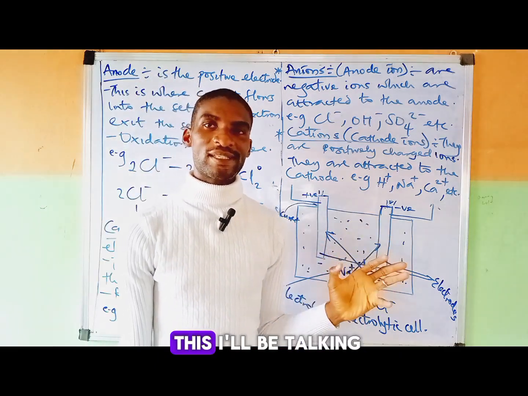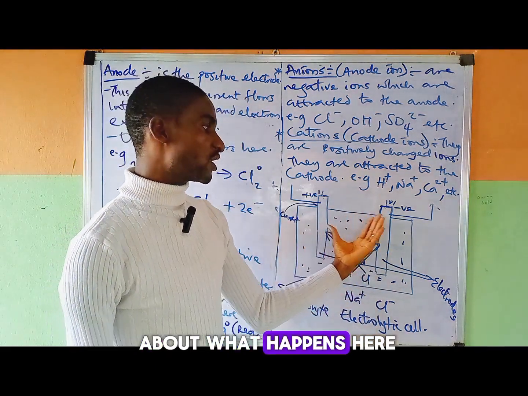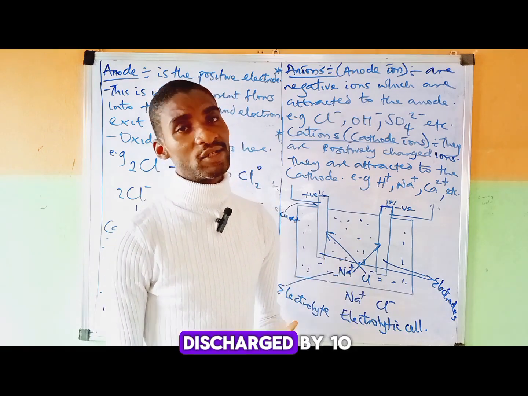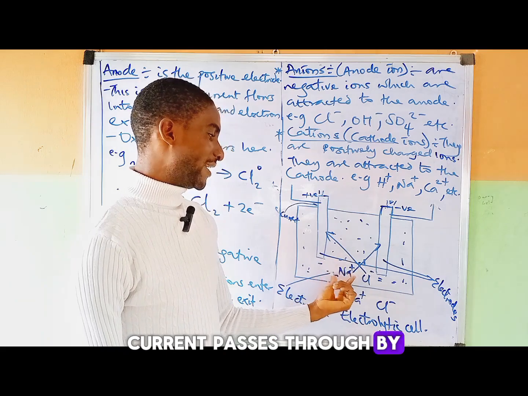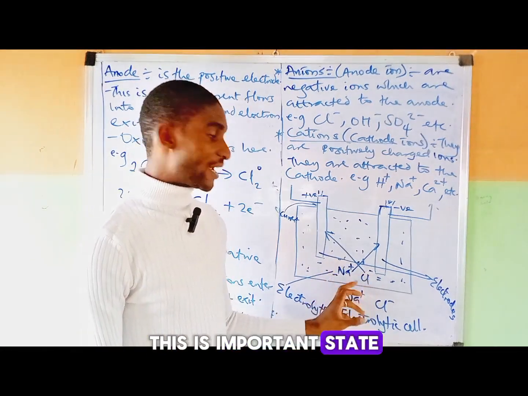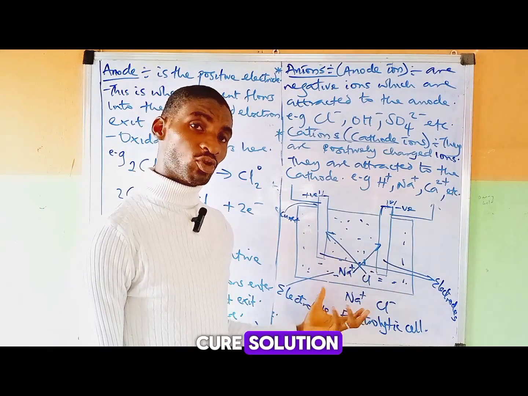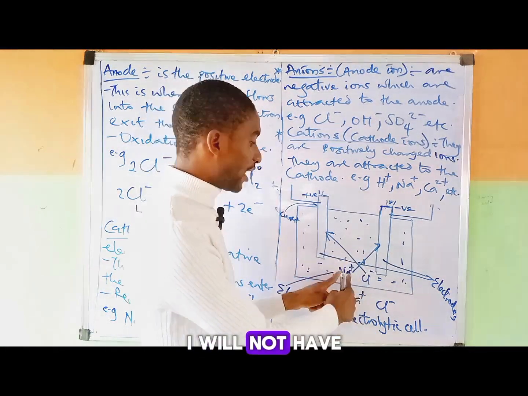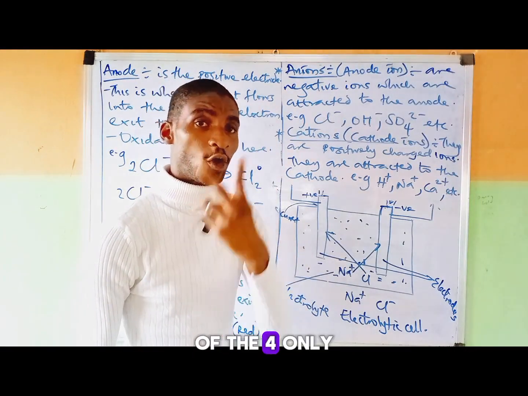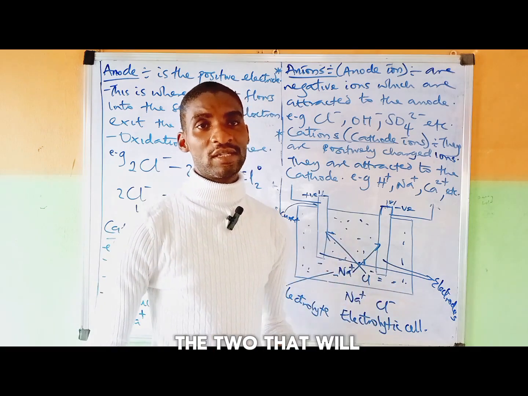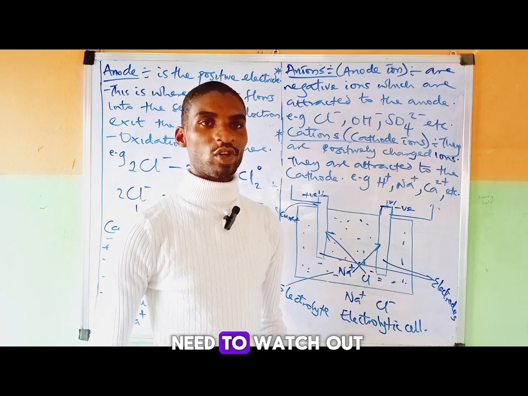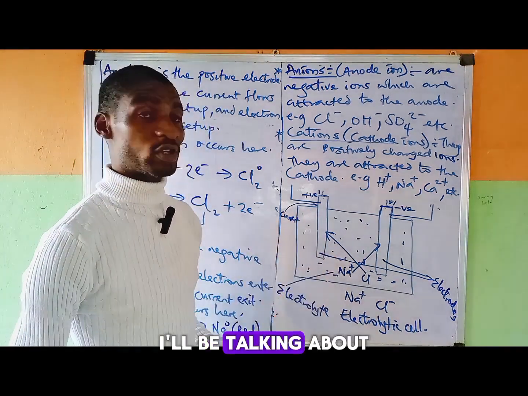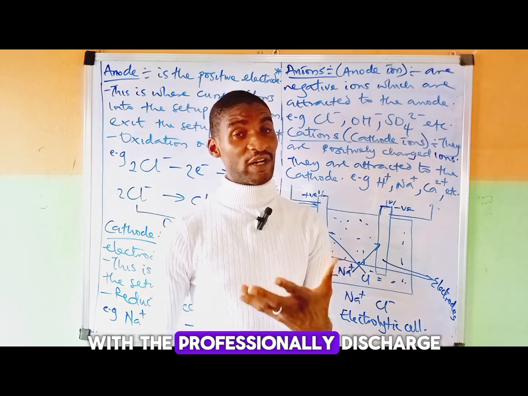The second part, I'll be talking about how to determine which ion will be preferentially discharged by the time current passes through. Because when this is in molten state, you have just two ions. If it's in aqueous solution, meaning I dissolve this sodium chloride in water, I will now have 4 ions to battle with. Out of the 4, only 2 will be discharged. How do I determine the 2 that will be discharged? That is why you need to watch out for the next video I will drop on this topic.